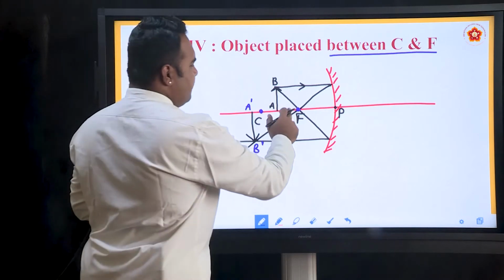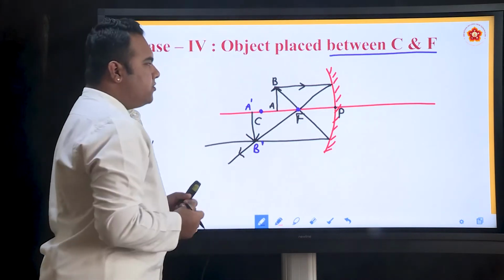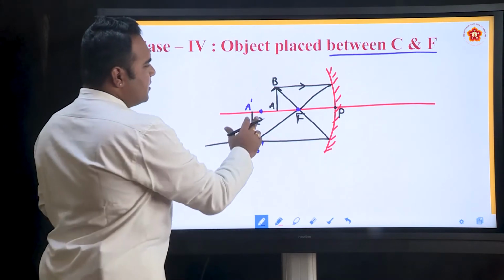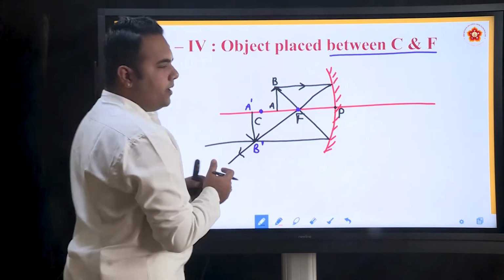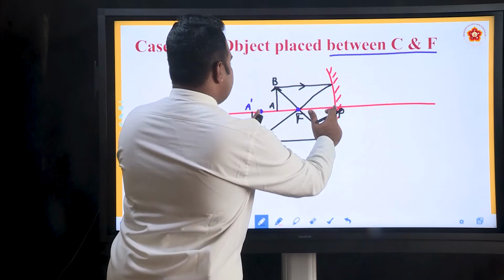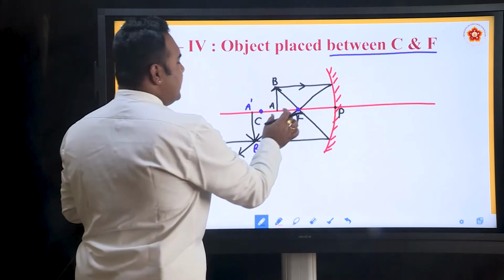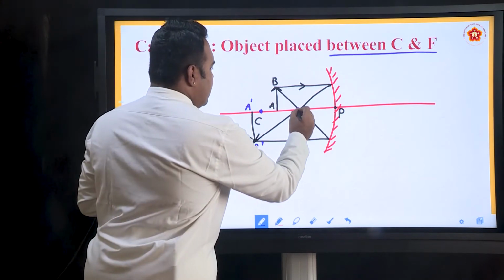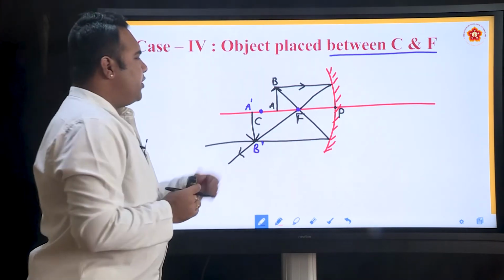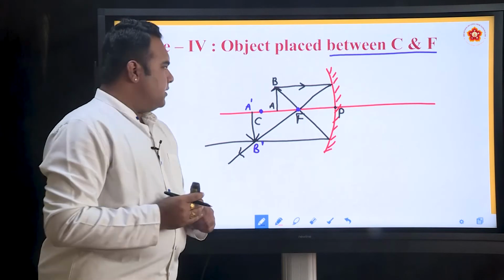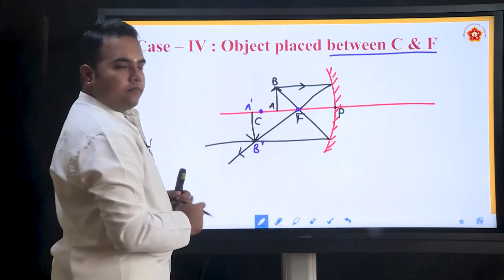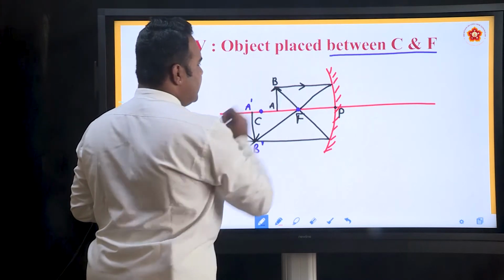So, even though I do not have a scale with me, I am able to draw it approximately. Once you look at the diagram you will be able to make out that this distance PC is exactly double the distance FP, that is, F, the focal point, is the exact midpoint of PC. Now, we place the object between C and F.